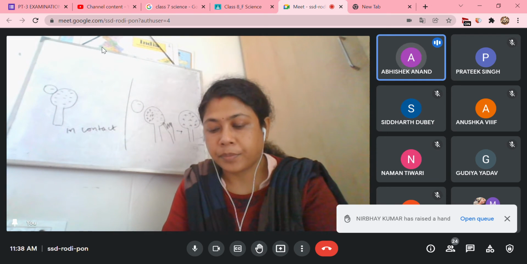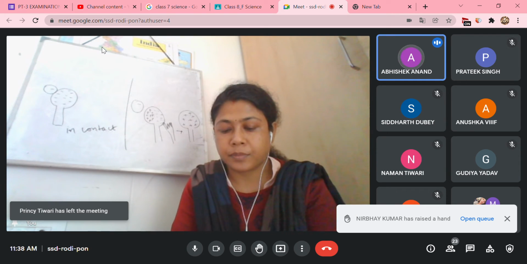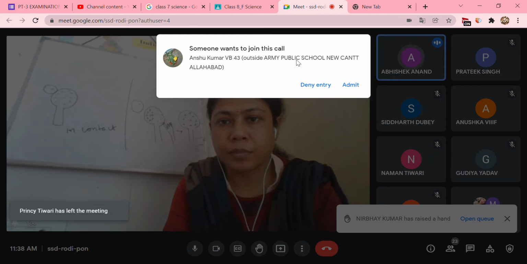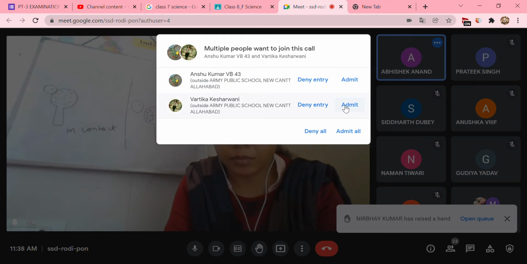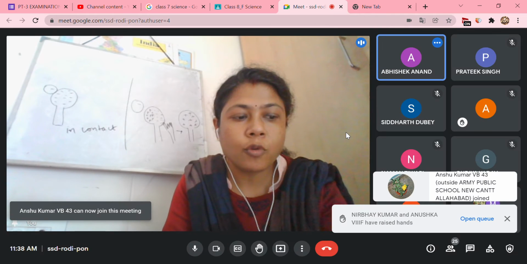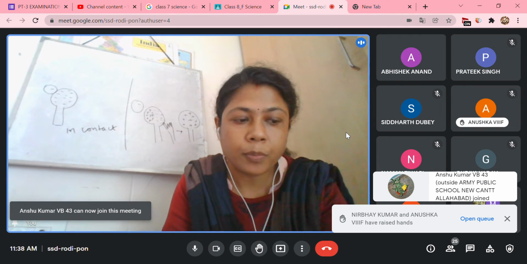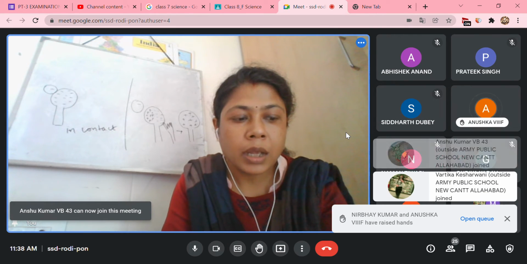Which of the following cannot be charged easily by friction? A. A plastic scale. B. A copper rod. C. An inflated balloon. D. A woolen cloth. So here four objects are given: a plastic scale, a copper rod, an inflated balloon, and a woolen cloth.